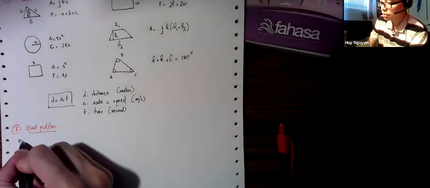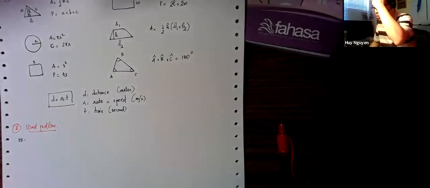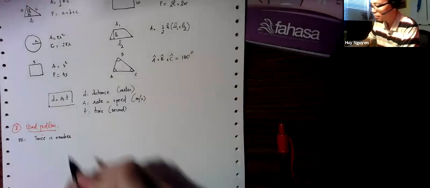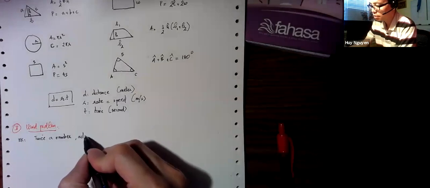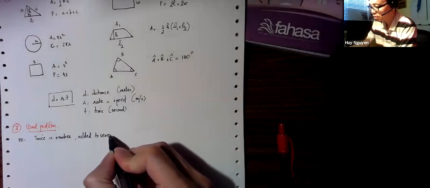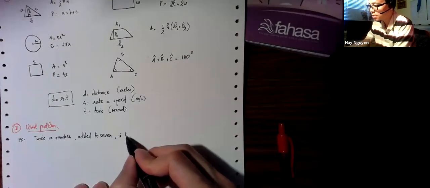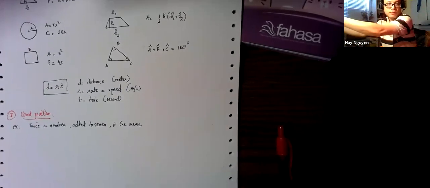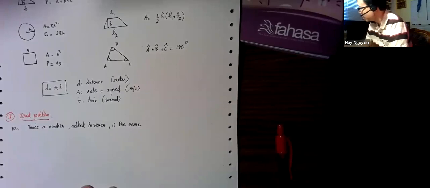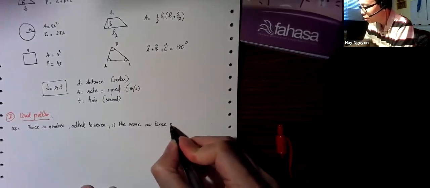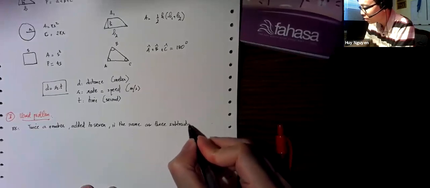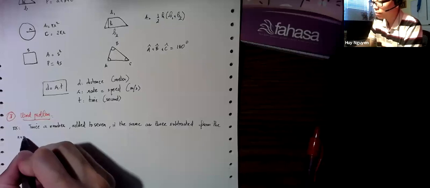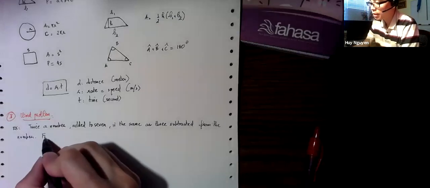Example 1. State that twice a number added to 7 is the same as 3 subtracted from the number. Find that number.